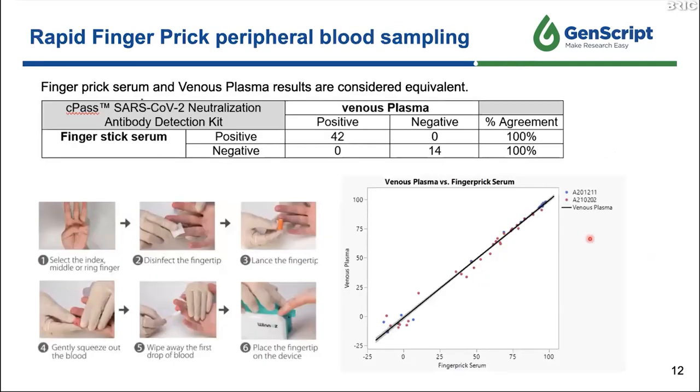And also because of the small volume required for the experiment, the blood sample can be collected using the finger prick method, and it can also be collected using the venipuncture method. We have also tested the correlation between the two methods and showed a very good correlation. As shown here, the percentage agreement is 100% for either the finger prick method or the venipuncture method.